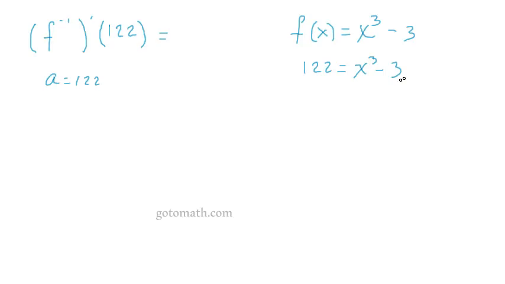So what we're going to do is say, okay, let's let x be 1 and plug 1 in. 1 cubed minus 3, is that equal to 122? No. And we're going to continue on down, and I'm just going to stop right here at x equals 5. So 5 cubed is 125, and 125 minus 3 is 122. So that right there is what we're going to want to use.